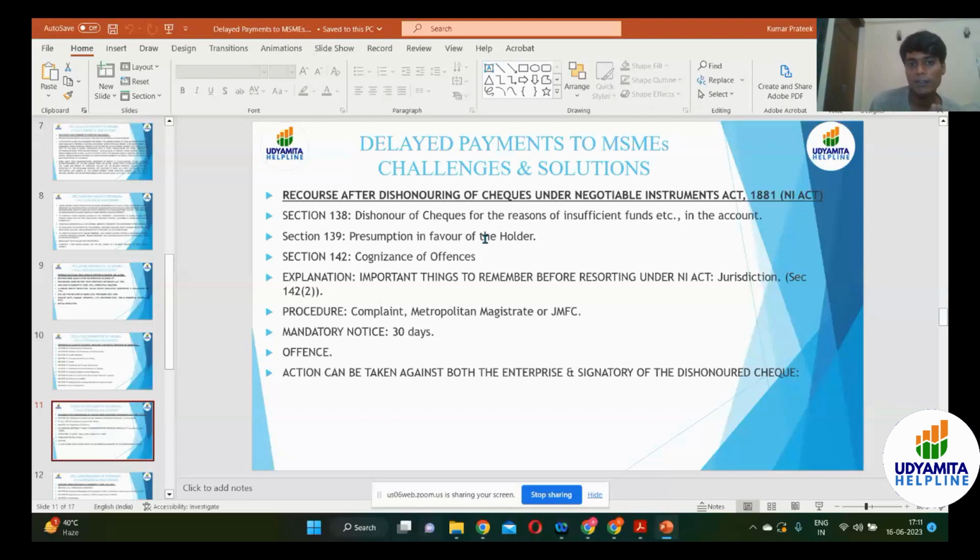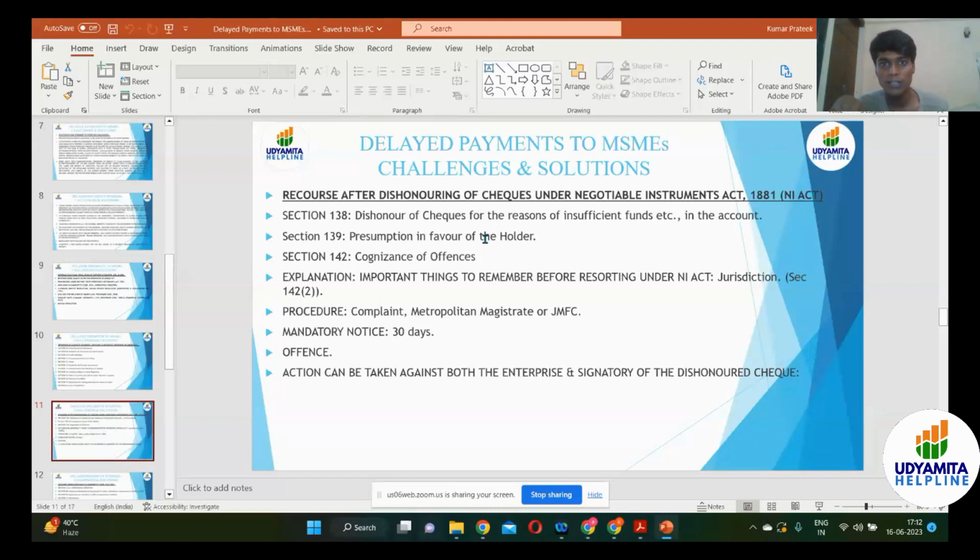The other way is that it gets dishonored due to insufficiency of funds, or some other reasons, right? If the check is dishonored, you have a recourse under Section 138 of the Negotiable Instruments Act, which is dishonor of checks for the reason of insufficient funds, etc., in the account. And Section 139 is the presumption in favor of the holder. What Section 139 states is that whoever is holding the check, the law presumes that the opposite party had some liability, and to extinguish that liability, he tendered the check to the check holder. So the presumption acts in favor of the check holder.